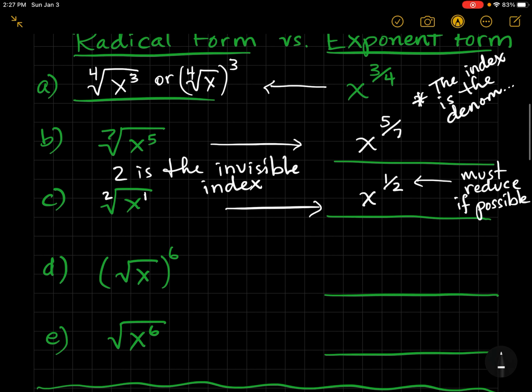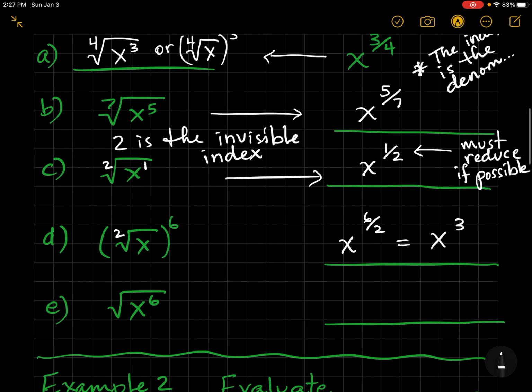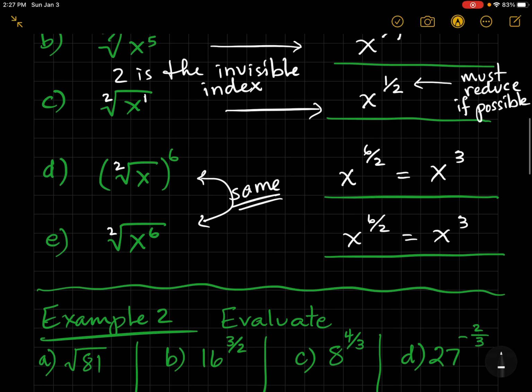So here, our index is 2. So the index is the denominator. And notice here, that's just 3, or 3 over 1. Here, I'm looking at 6 over 2. And I did this example because I want to make sure that you see that these two are the same. They're the same, absolutely. Whether the 6 is on the outside or underneath the radical sign.